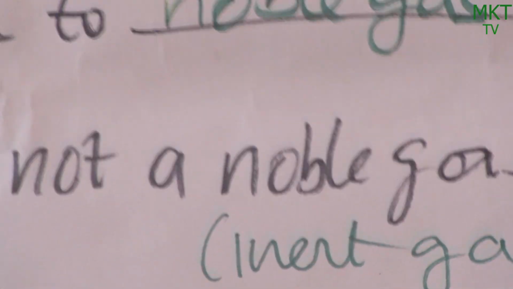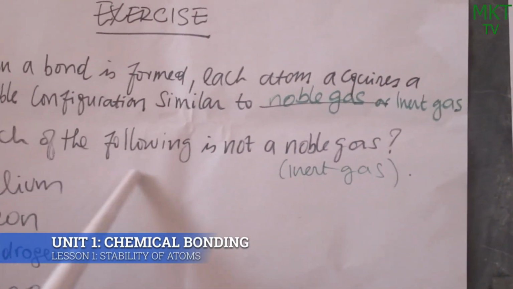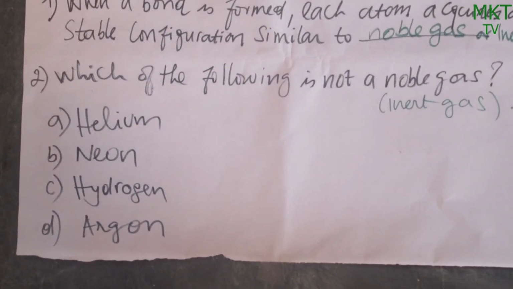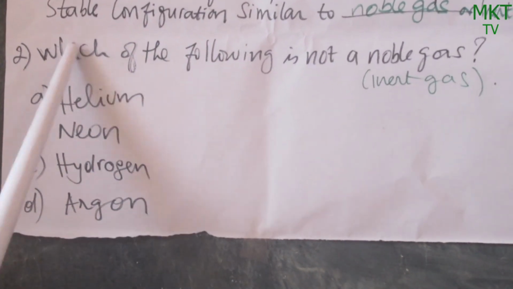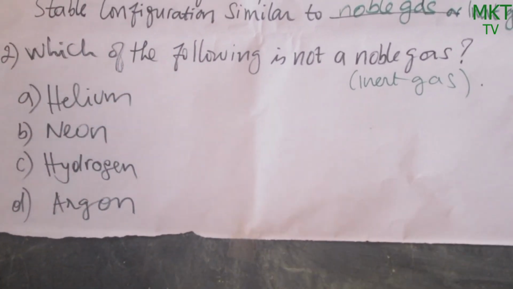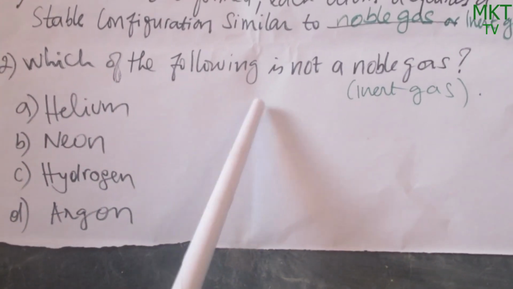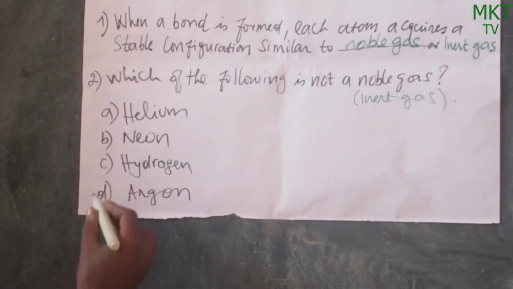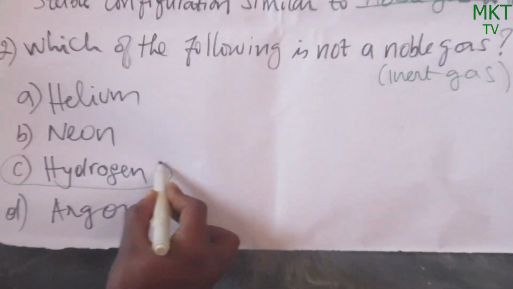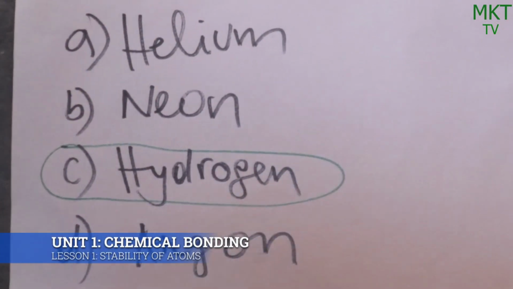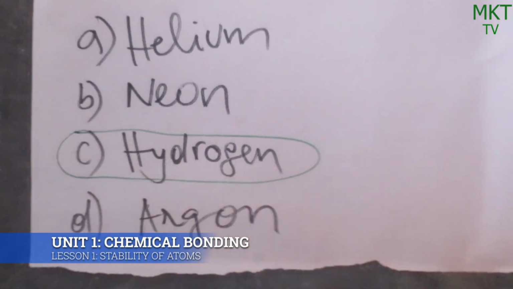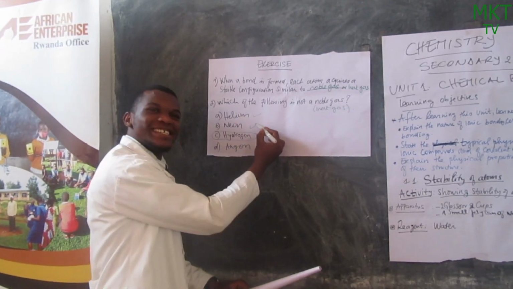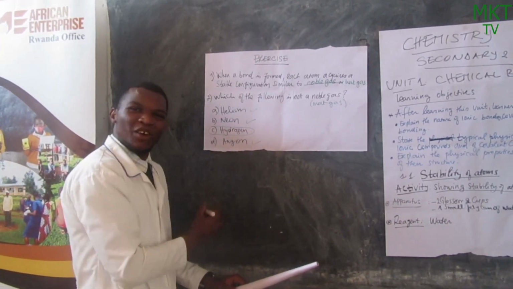Very good. Now, second question. Who can help us with the second question? Which of the following is not a noble gas? My boys and girls, you can answer this? Very good. Now, the answer is hydrogen. Hydrogen is not a noble gas or inert gas, but helium is a noble gas, neon is a noble gas, and argon is a noble gas.